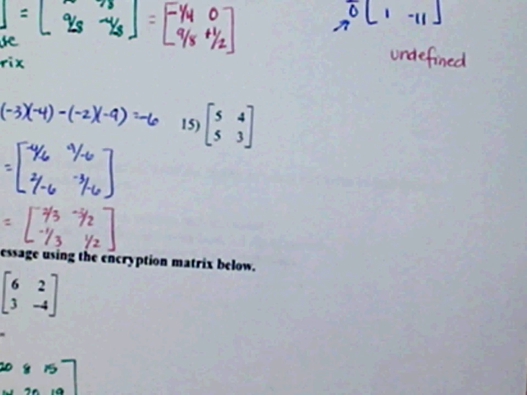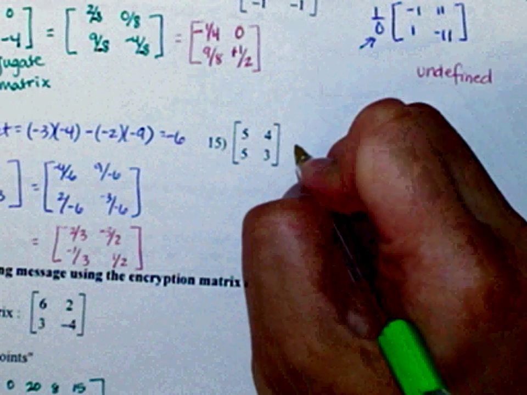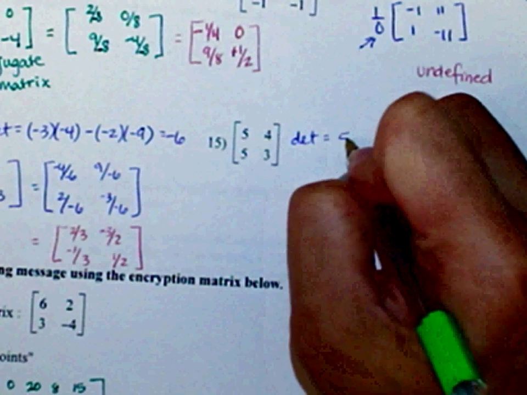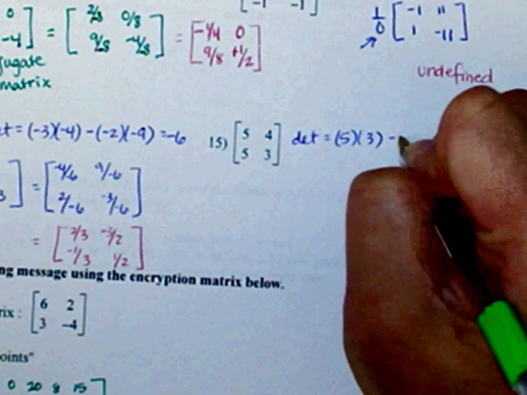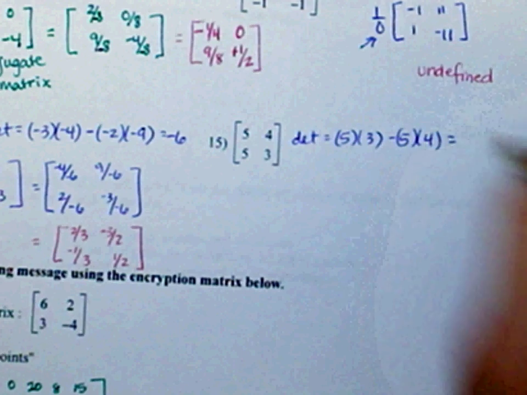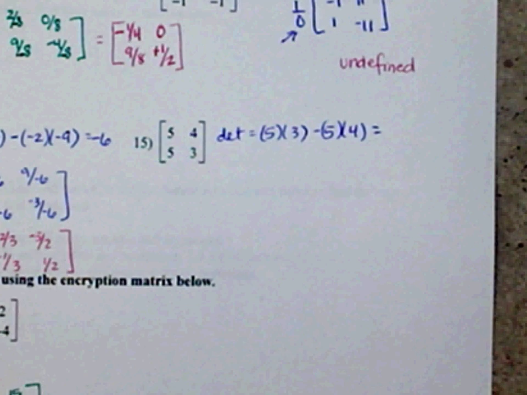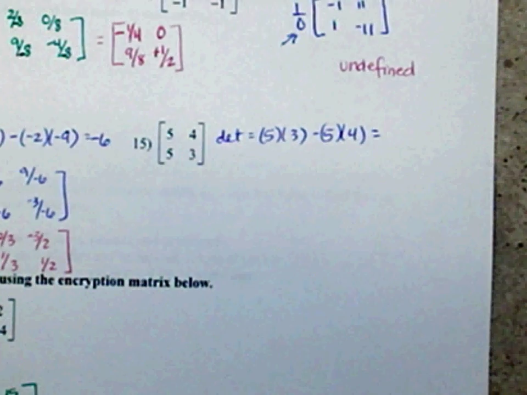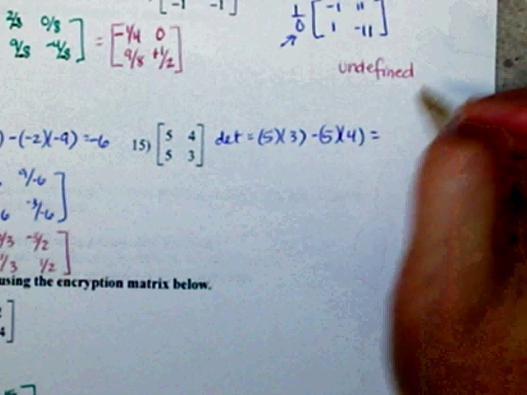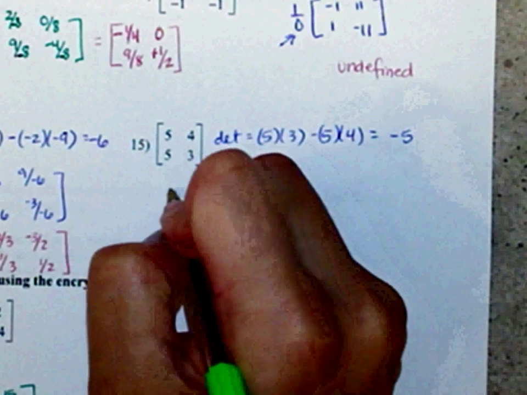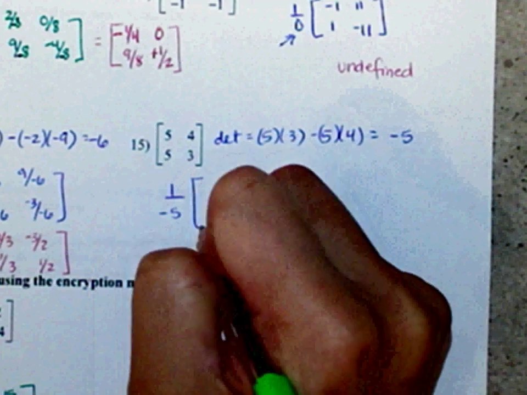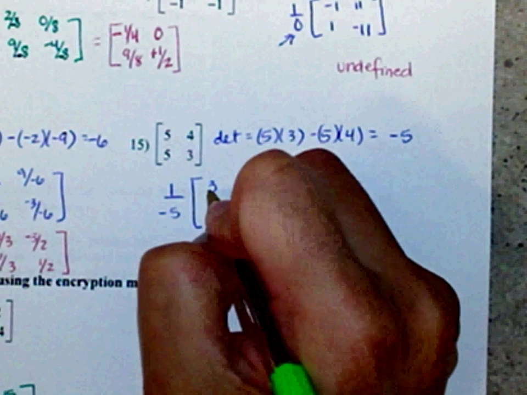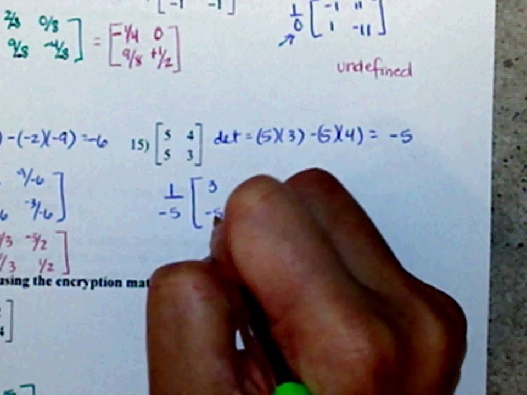15. Find your determinant first. So 5 times 3 minus 5 times 4. Okay? So our determinant is 15 minus 20, which comes out to be negative 5. So 1 over negative 5 times your adjugate, 3, 5, negative 5, negative 4.